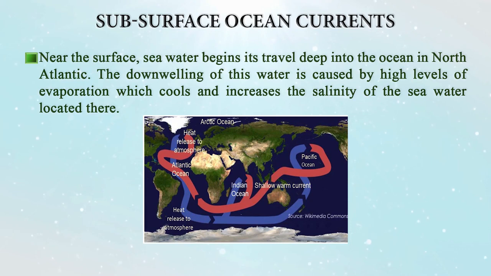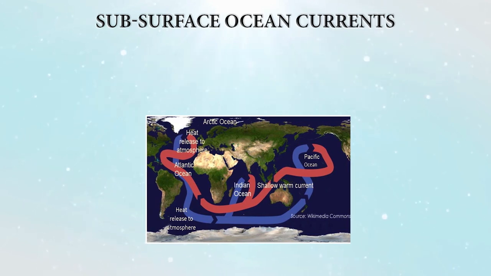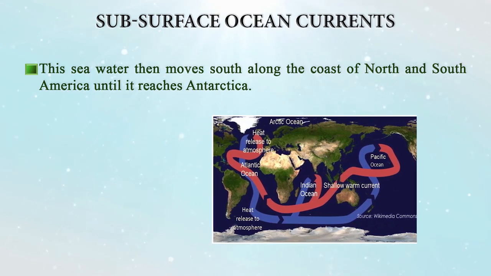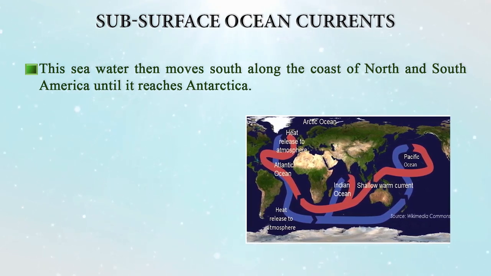Near the surface, you can see in this map that seawater begins its travel deep into the ocean in North Atlantic. The downwelling of this water is caused by high levels of evaporation, which cools and increases the salinity of seawater along the North Atlantic. This seawater then moves south along the coast of North and South America until it reaches Antarctica.